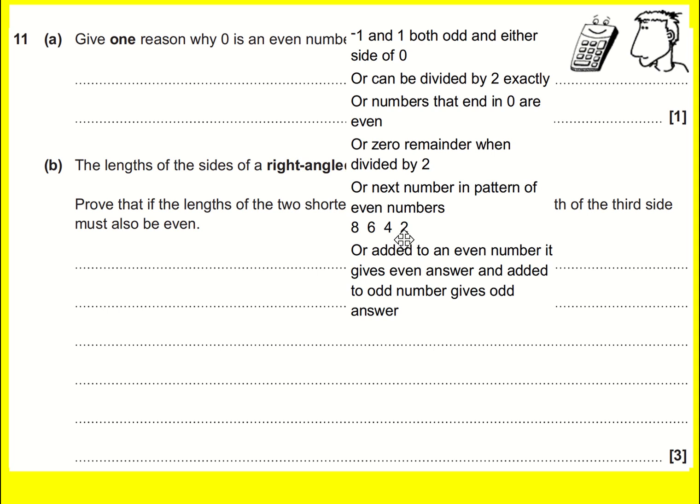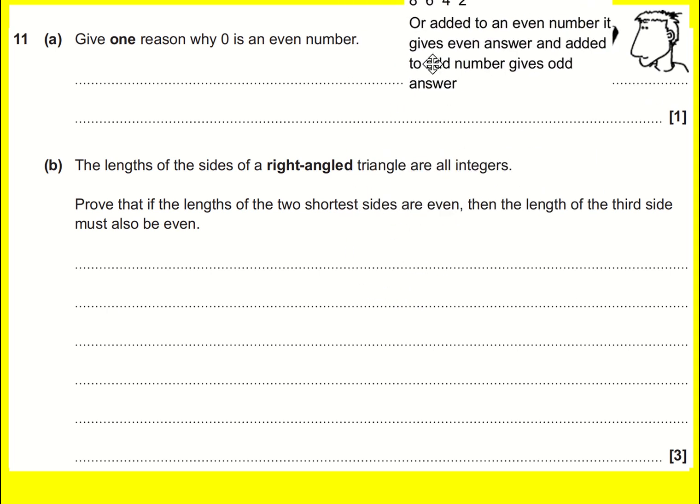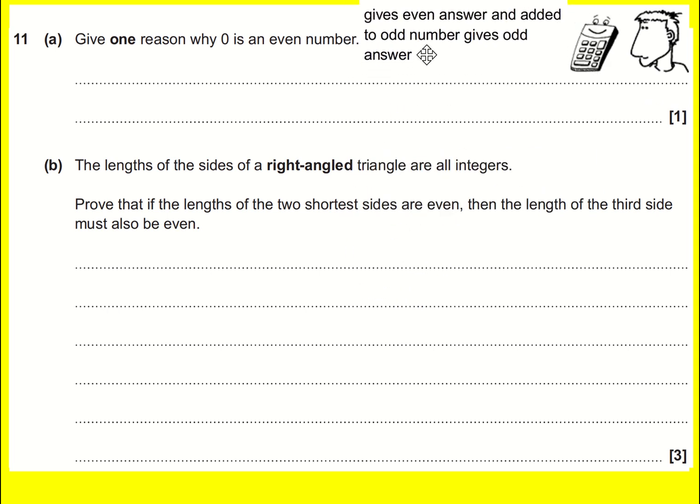Next, number pattern of even numbers: 8, 6, 4, 2, 0. That's another one. Or, added to an even number, it gives an even answer, and added to an odd number gives an odd answer. Okay, so these are the reasons accepted. There could be others as well, potentially.